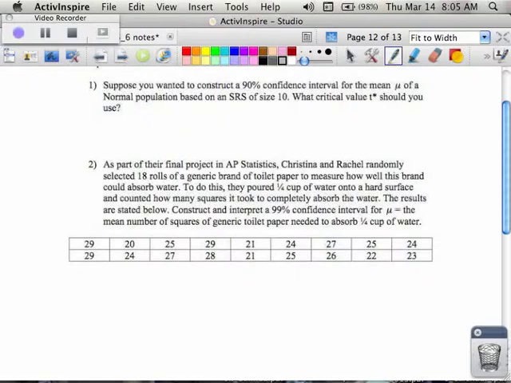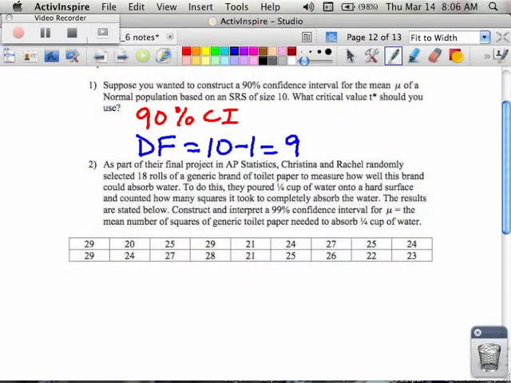And we know that we want a 90% confidence interval. Something that's really important that we talked about on a previous slide is you need to know that your degrees of freedom is going to be equal to whatever your sample size is minus 1. So that's 9. And I want you to find the t-value. So find the t-value. See if you can figure that out from the table.